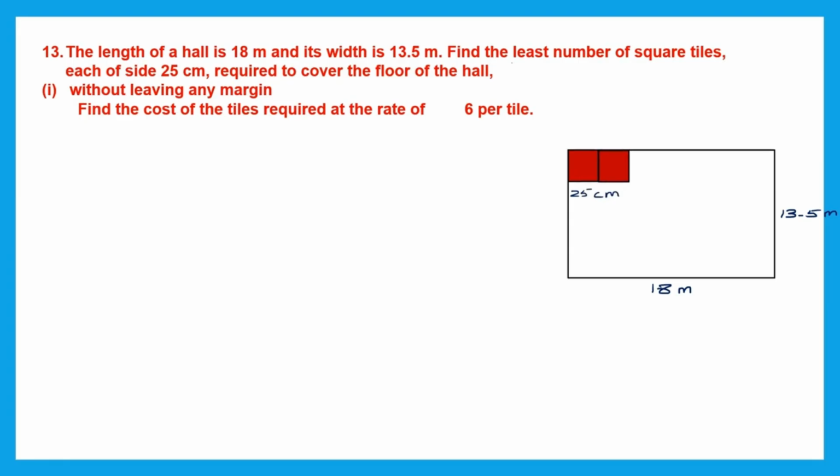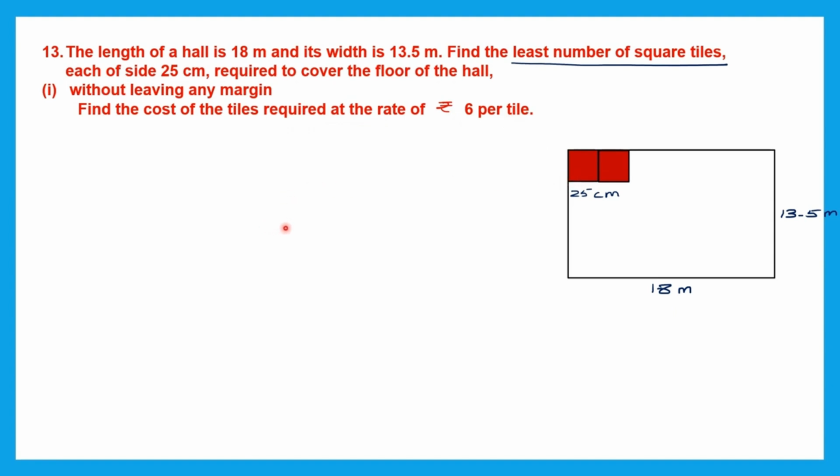We are asked to find the least number of square tiles. We need to find how many tiles are needed to cover the floor, like in the first question, without leaving any margin. There's no margin here. Without leaving a margin, we're going to put all the tiles. So we need to see how many tiles are needed. Along with that, we are also asked to find the cost of the tiles. So after we decide how many tiles are needed, we're going to find the cost of the tiles required at the rate of 6 rupees per tile. For one tile, it's going to be 6 rupees.